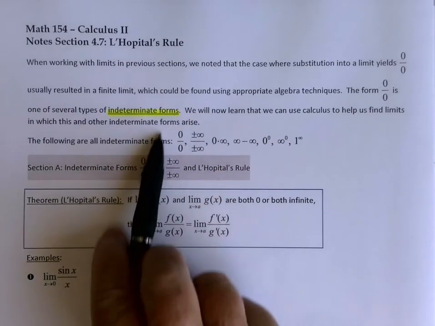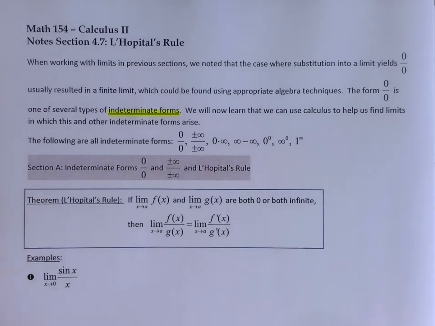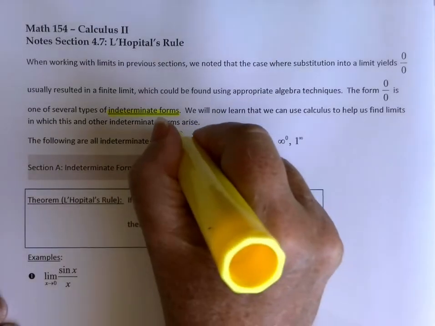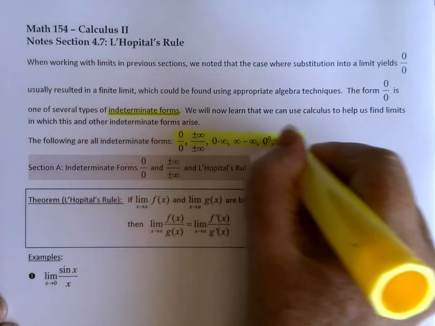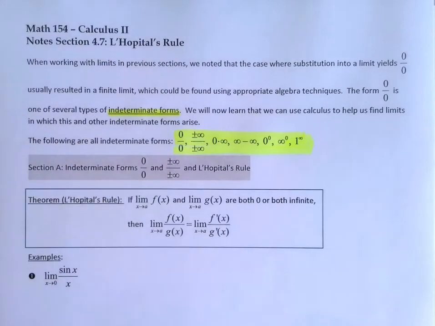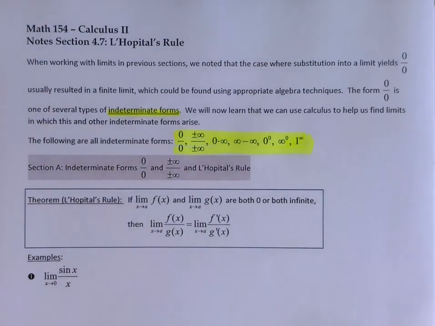All of these are actually indeterminate forms. And we're going to take a look at all of them in this section. But I'll have you notice that essentially that whole idea of indeterminate form means that the form can actually turn out to be literally anything when you find the limit.